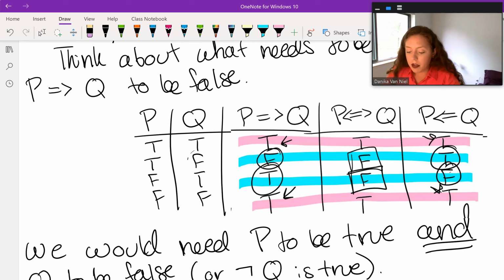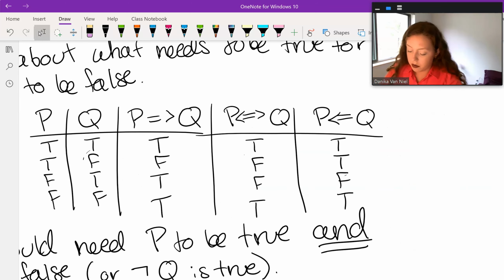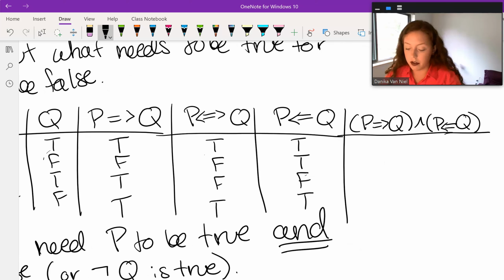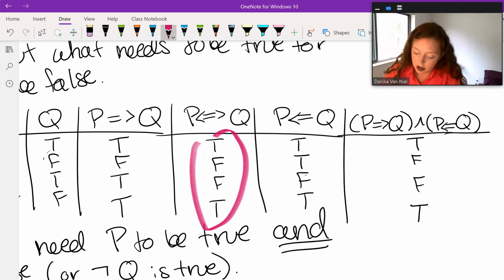What ends up being true is that P if and only if Q is equivalent to if P then Q, and if Q then P, okay? Because what do we get? Both of them have to be true. Well, that only happens at the top and at the bottom. In the middle we have false. Okay, so then yes, they are logically equivalent.